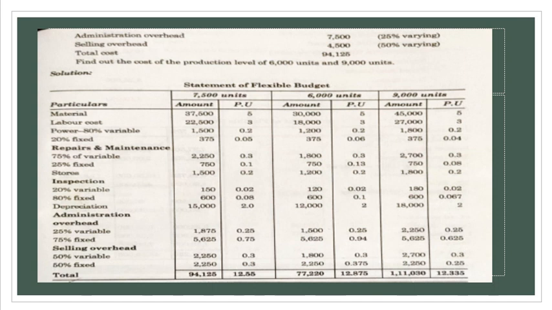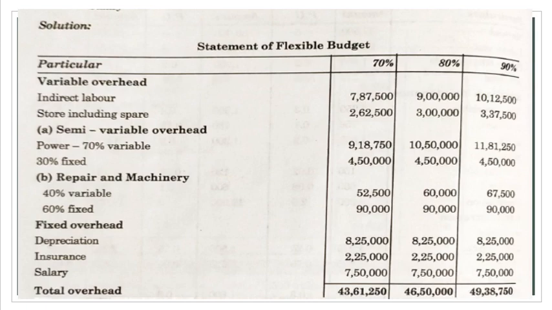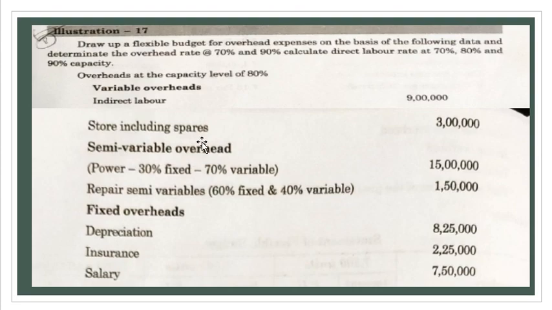So the next problem we are going to discuss is Illustration 17. Draw up a flexible budget for overhead expenses on the basis of the following data and determine the overhead rate at 75% and 90%. Calculate direct labor rate at 70%, 80%, and 90% capacity. Here the overhead capacity level of 80% is given, so we will calculate for 70% and 90%.